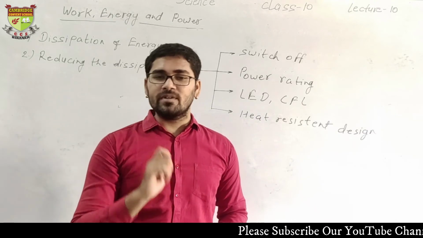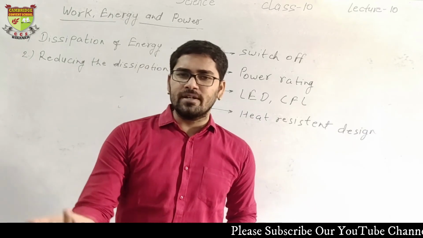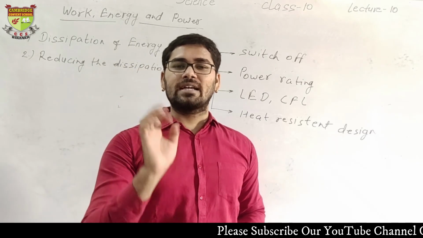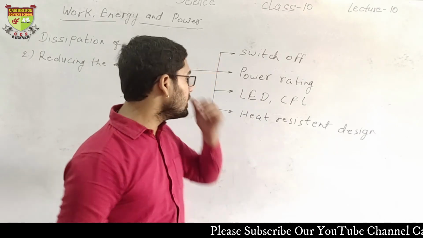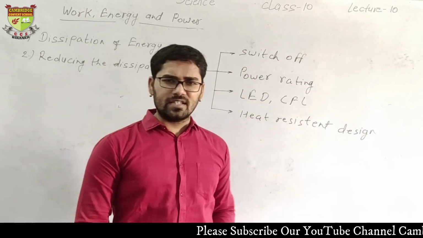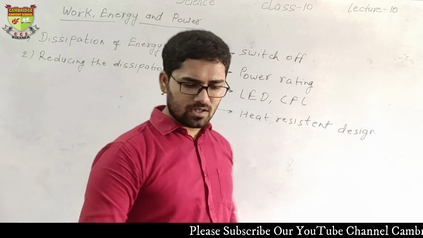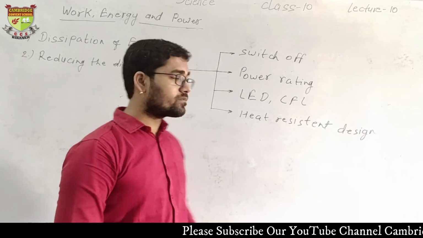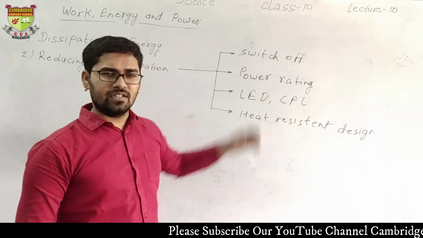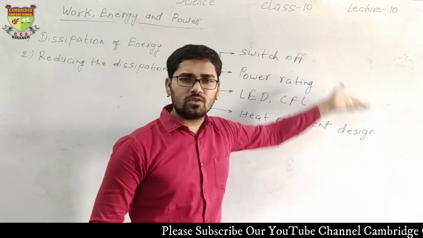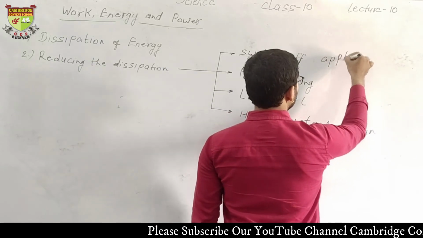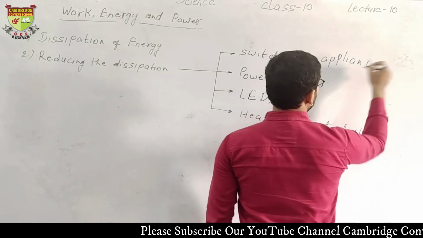So we must always try to eliminate. We cannot completely eliminate, but we can reduce them to the maximum extent. So we must do that. So these are some of the ways to reduce the dissipation of energy. They are very easy things. So what those are, let's study. Okay. First, these are very easy. First, switch off. What to switch off? All the appliances. You can write them without any guidance also.